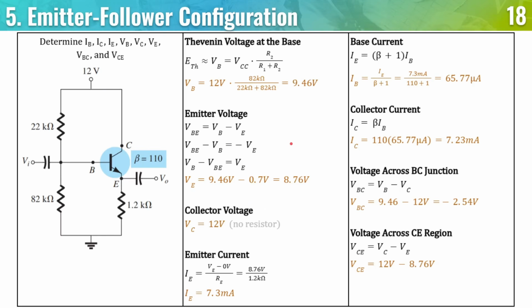So for this emitter-follower configuration, we know that it is an emitter-follower because we have an output voltage measured at the emitter instead of measured at the collector. In this case, we need to find IB, IC, and RE, as well as VB, VC, VE, and VCE. This is one of the longest ones so far, I think.